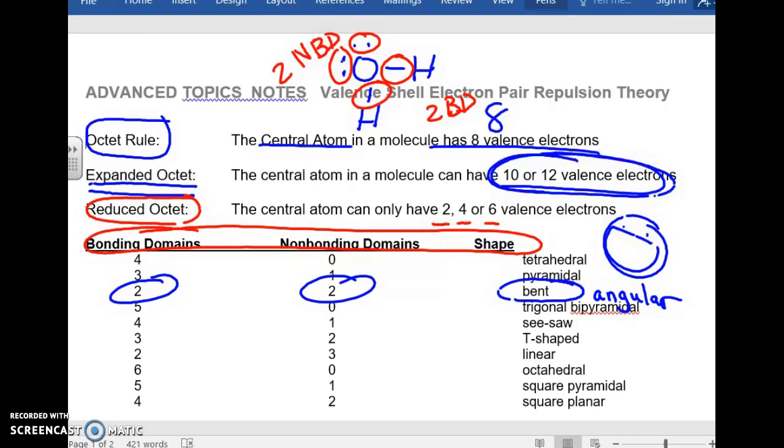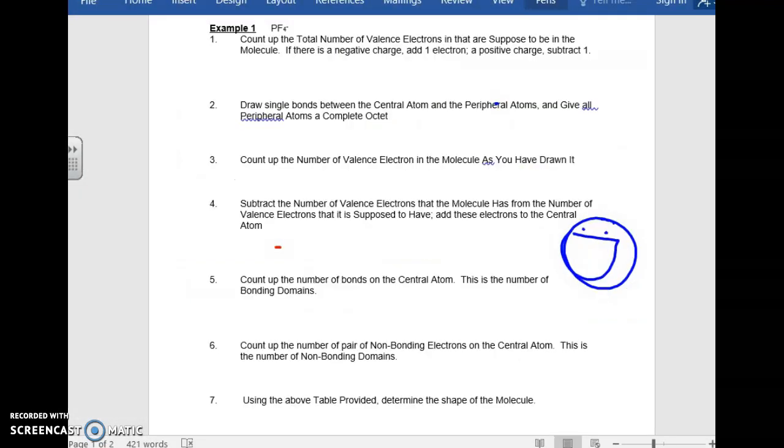But the question is, how do I draw the molecule in the first place? Again, once I draw the molecule, I can count up bonding domains and non-bonding domains, come to my table, and look up the shape. That is, unless in your class you have to memorize them, in advanced topics we do not have to. Let's take a molecule. This molecule is PF4, and it has an overall charge of -1.